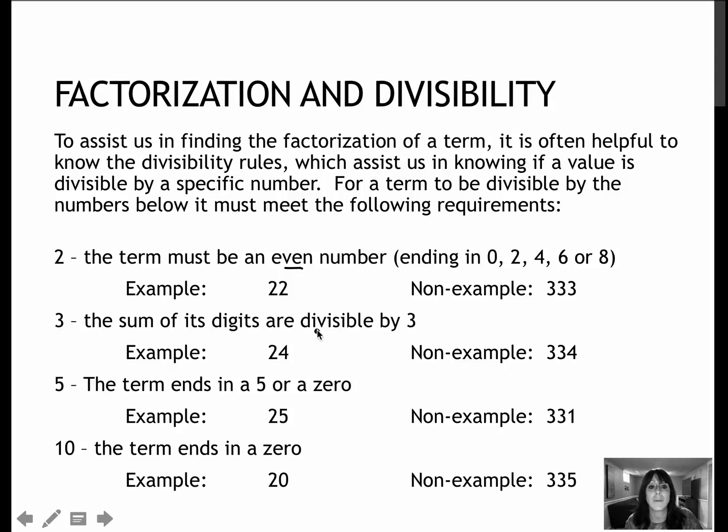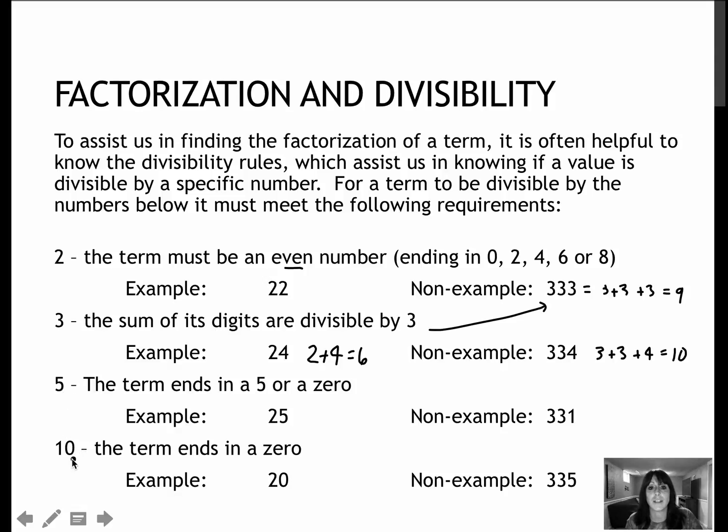For 3, the sum of the digits must be divisible by 3. So I would add 2 plus 4 to get 6, and obviously 3 goes into 6. Since 3 goes into 6, then 3 goes into 24. For 334, I would add 3 plus 3 plus 4, which is 10, and 3 does not go into 10 evenly, so 334 is not divisible by 3. Although if I look at the example up here, 3 plus 3 plus 3 is 9, and of course 3 goes into 9, and so therefore 3 would go into 333.